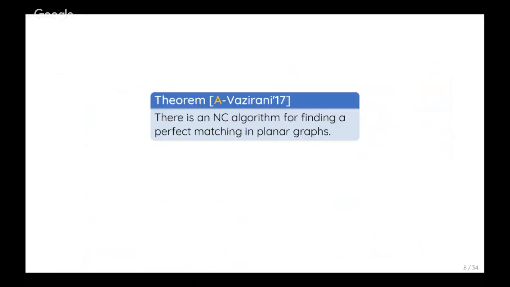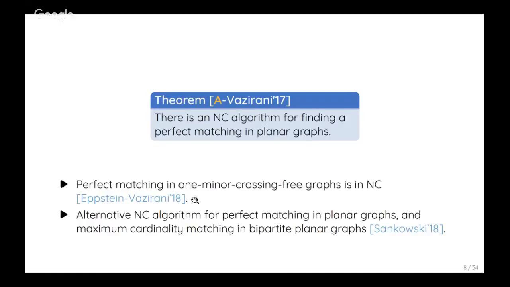Formally, this is the result that we obtained: there is an NC algorithm for finding a perfect matching in planar graphs. I should mention that since our result, there has been two follow-ups. One generalized this to a more general class of graphs called one-crossing-minor-free graphs. This includes planar graphs as well as some other graphs. Then Sankowski has shown an alternative algorithm for the same problem, and he has also shown that the related problem of maximum cardinality matching in bipartite planar graphs can also be solved in NC. In general, there's a reduction from maximum cardinality matching to perfect matching, but the reduction destroys planarity. This is why the second result is non-trivial.